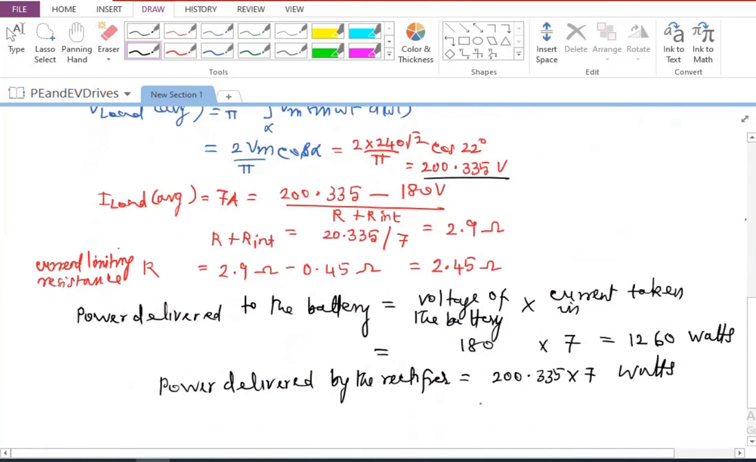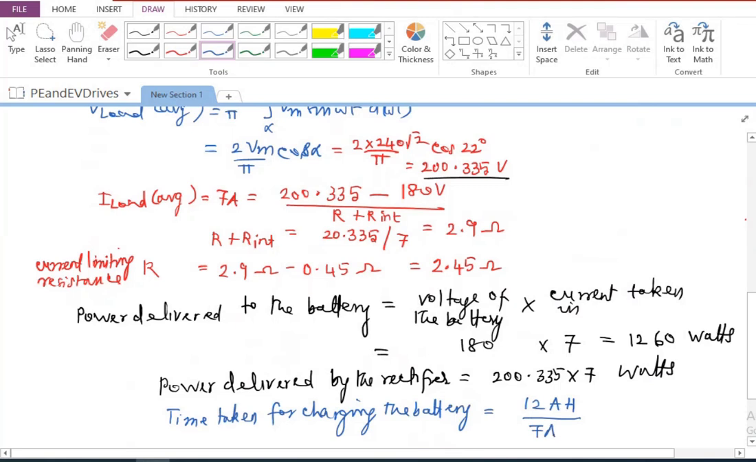Okay. Now, the last one being asked is the time taken for charging the battery fully from completely discharged condition. So if it is completely discharged and it has to be charged fully, the total ampere hour capacity of the battery is 12 ampere hour and what we are supplying is only 7 ampere. So this is going to be 12 divided by 7 hours. So this is the total time taken for charging the battery.